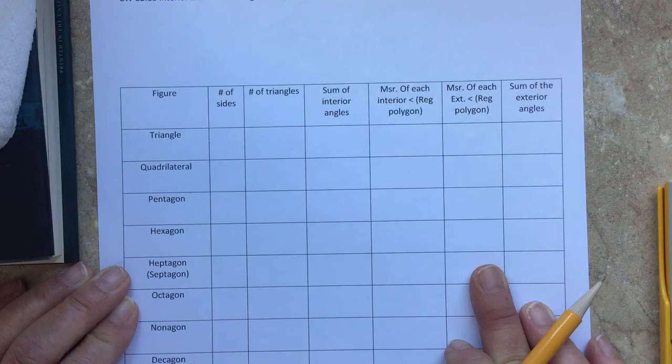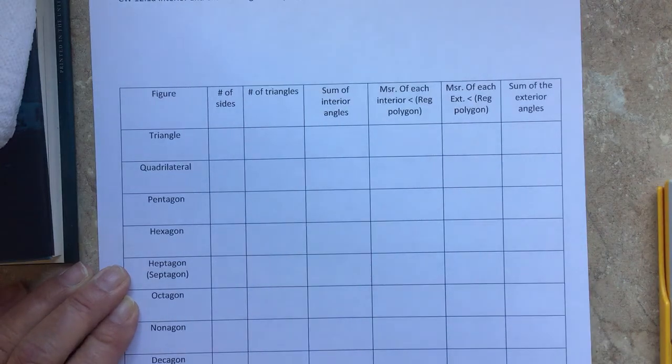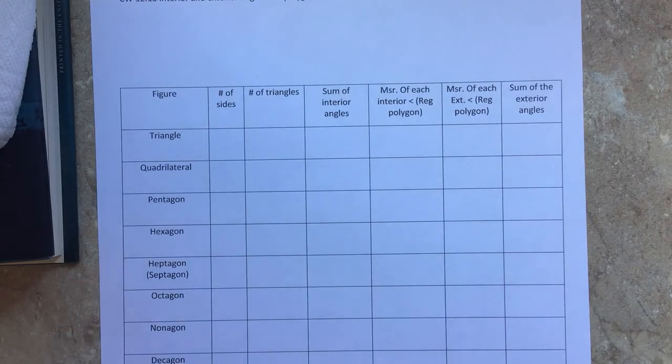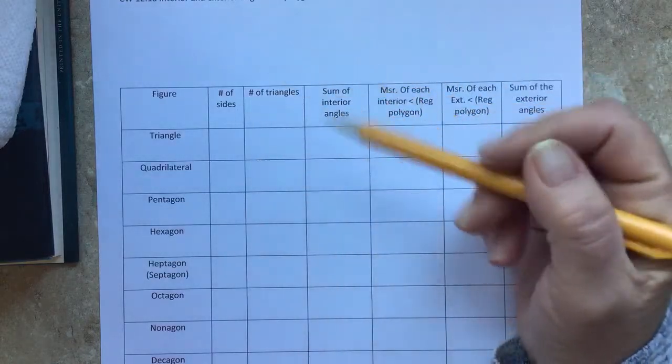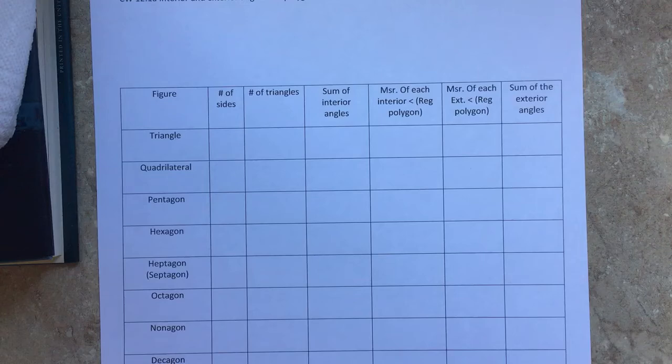All right, today we're going to talk about the interior and exterior angles of polygons. We're going to develop a pattern, because math is the study of patterns. And let's see how you can do with this. You're supposed to be working in groups right now, but obviously that's not going to happen.